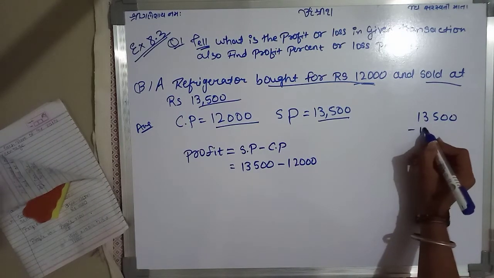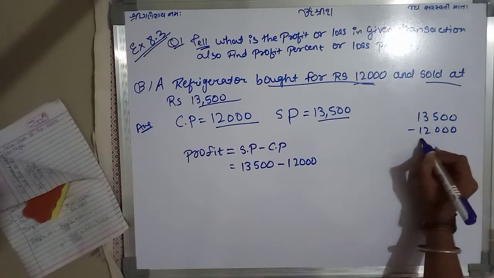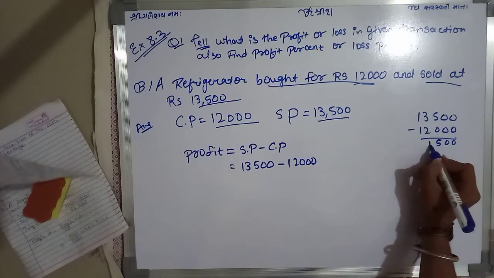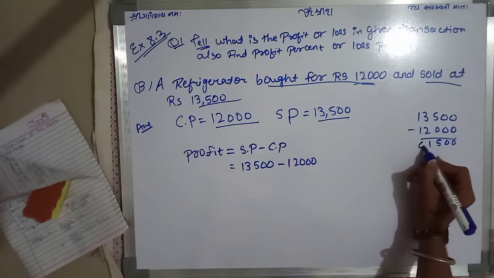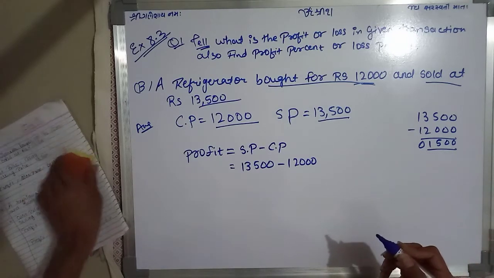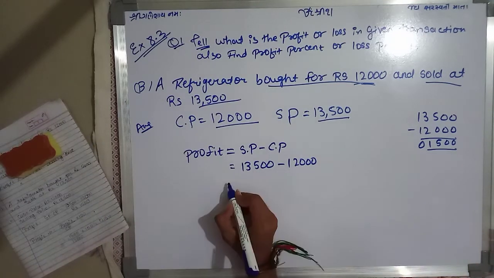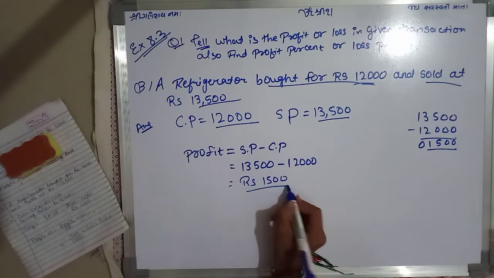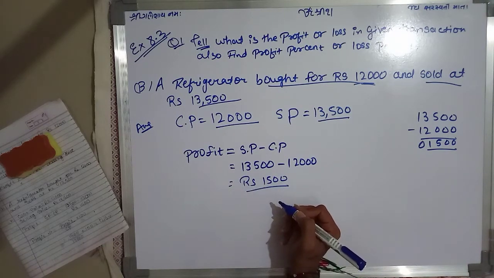13,500 minus 12,000. 0 minus 0 is 0, 0 minus 0 is 0, 5 minus 0 is 5, 3 minus 2 is 1, 1 minus 1 is 0. Okay, so what is the answer? 1,500 rupees. So we make a profit of rupees 1,500.